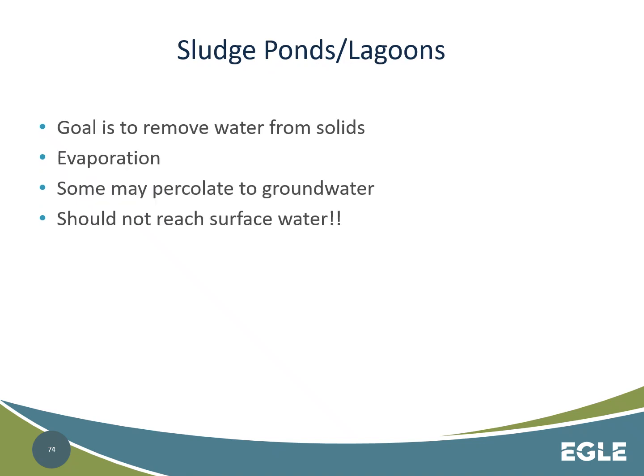When we remove the sludge, it is still pretty full of extra water. Now we have another problem of dewatering the sludge. This is often done in sludge ponds or lagoons where we use evaporation to pull water out of the sludge. Once it is dewatered, it can be hauled off-site for final disposal.